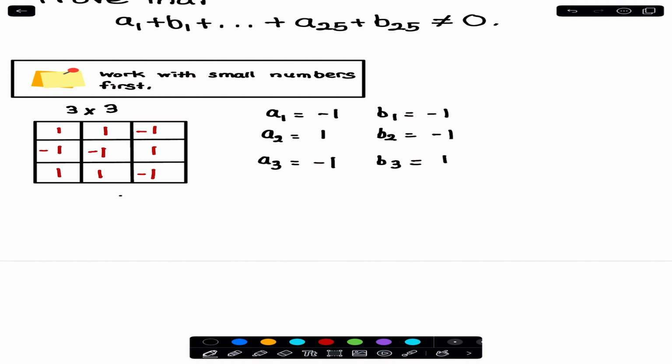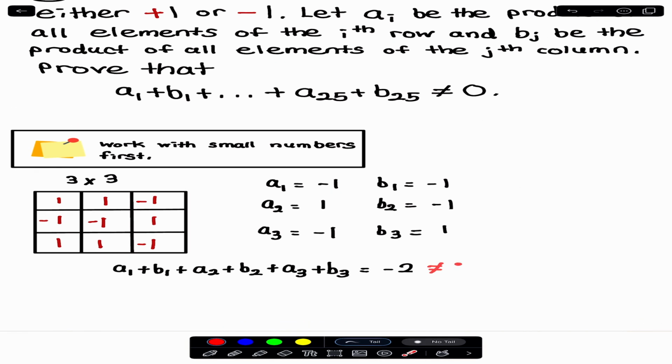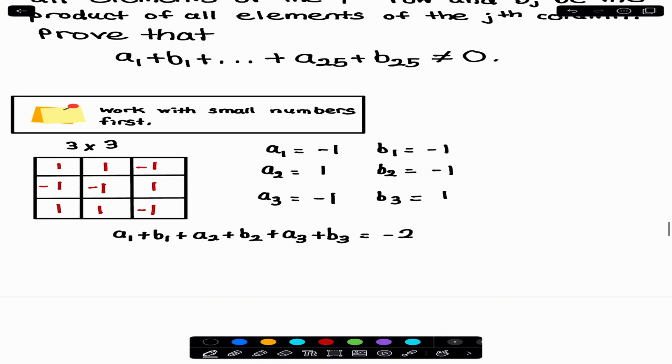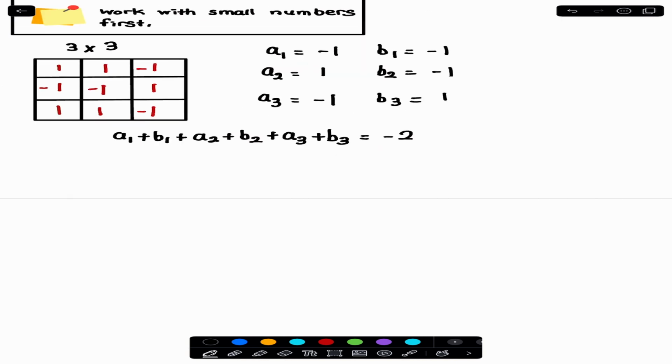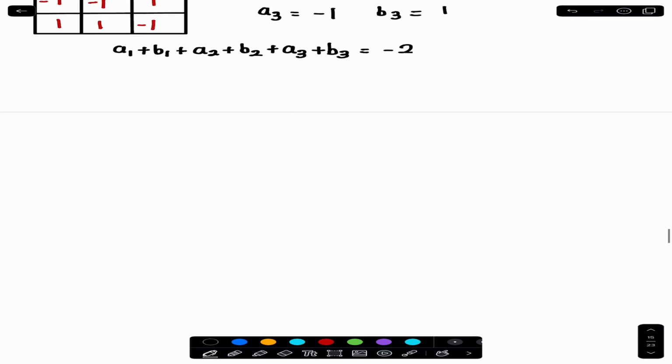This means if we were to sum up A1, B1, A2, B2, A3, B3, we would get -2, which is clearly not equal to 0. Okay, so interesting. Let's try another example.